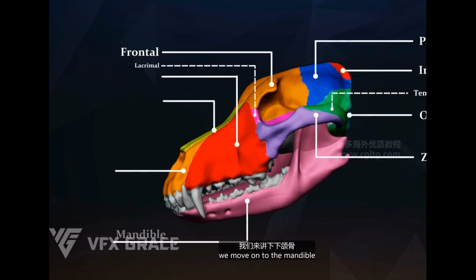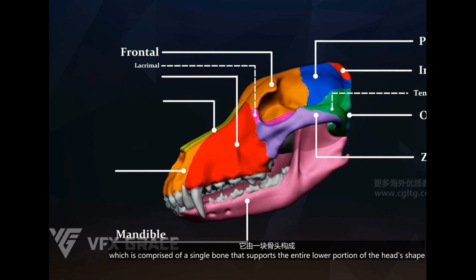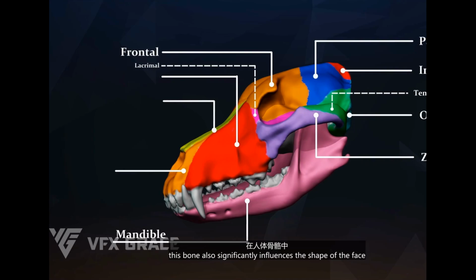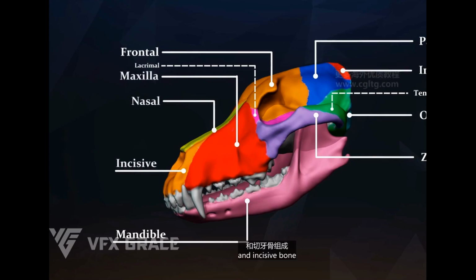Next, we move on to the mandible, which is comprised of a single bone that supports the entire lower portion of the head's shape. In our human skeleton, this bone also significantly influences the shape of the face. Touch your own jaw, you can distinctly feel the bone inside. The same applies to animals. Despite the sides being covered by multiple muscles, the bottom bone is basically covered by skin. Therefore, when sculpting the jaw structure, the shape of this bone is pronounced. Looking forward, the construction is quite straightforward, consisting of the nasal bone, maxilla, and incisive bone.